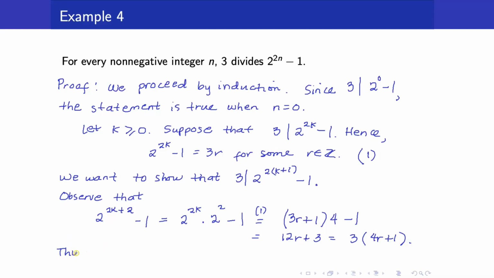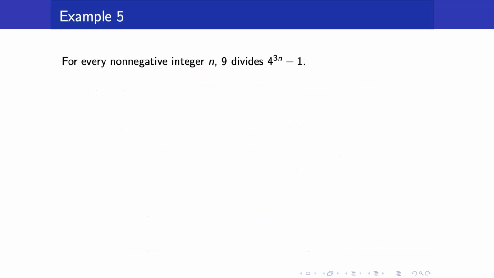So thus, 3 divides 2 raised to 2k plus 2 minus 1. Therefore, 3 divides 2 to the 2n minus 1 for all non-negative integer n. Here's another example. For every non-negative integer n, 9 divides 4 raised to 3n minus 1. For our base case, n equals 0, 9 divides 0.